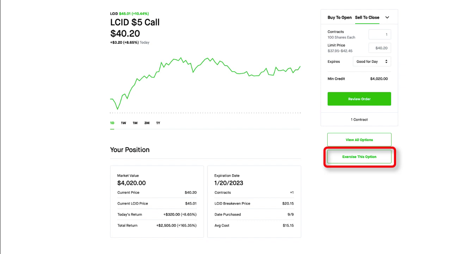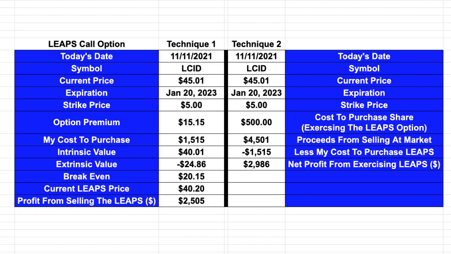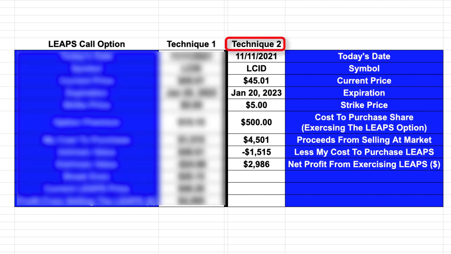And then after exercising the contract and purchasing the shares, I can immediately turn around and sell those shares at the current market price. Here's a simple worksheet where we can compare the outcomes or profitability results for both of these techniques. But for right now, let's focus on technique number 2. This is my LEAPS option analysis using technique number 2 for stock symbol LCID, which has a current market price of $45.01.